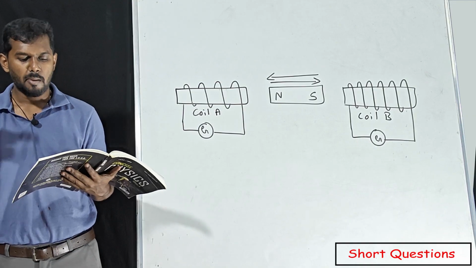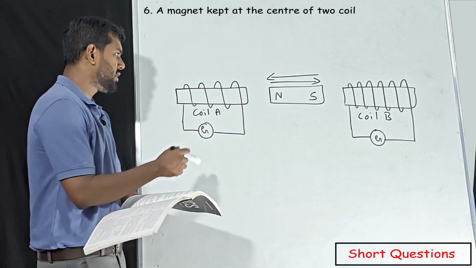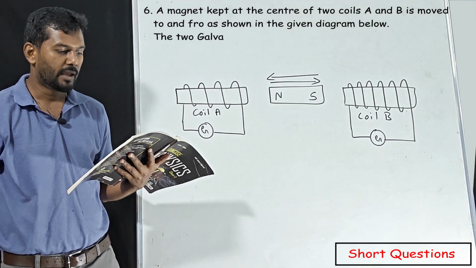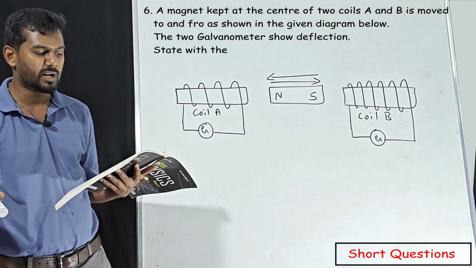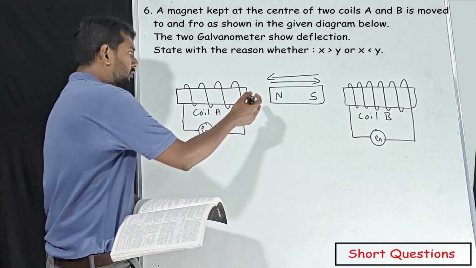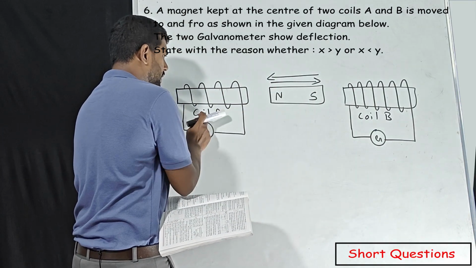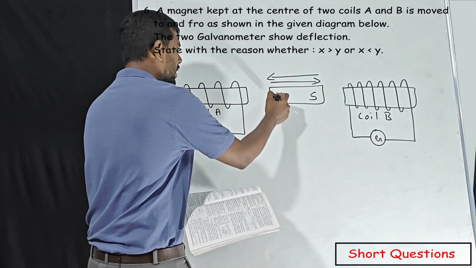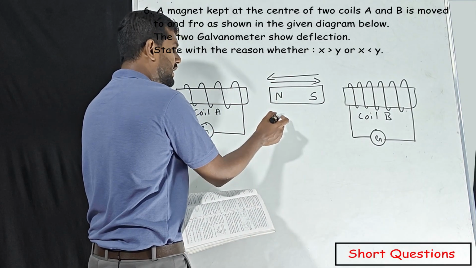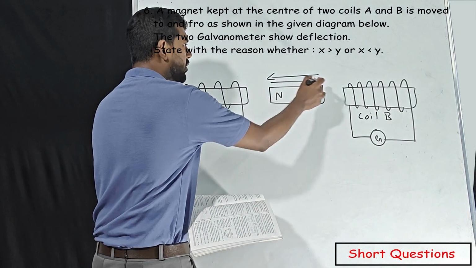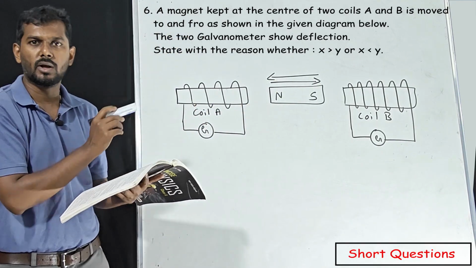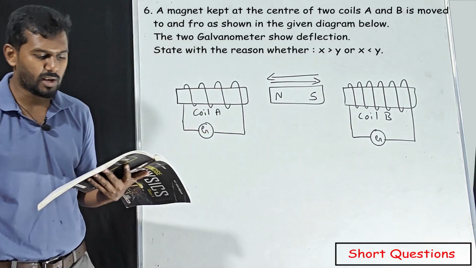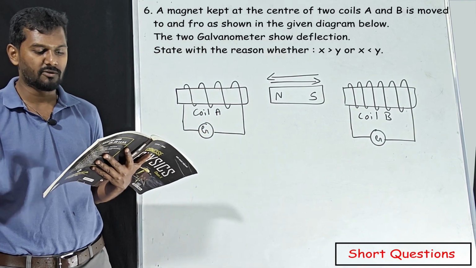Our next question: a magnet is kept at the center of two coils A and B, and is moved to and fro as shown in the diagram given. Here the magnet is kept between coil A and coil B, exactly at the center. Now we are going to make the magnet move to and fro like this. Now the two galvanometers show deflection.